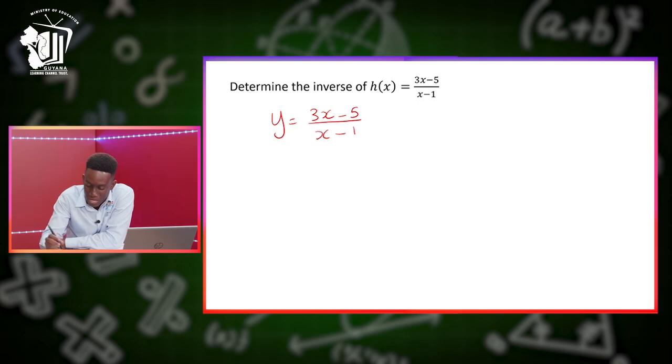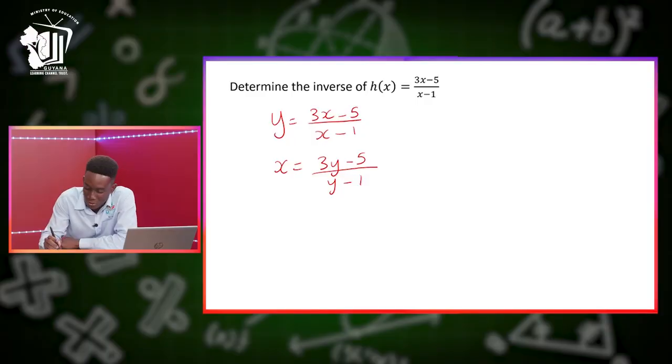So wherever we have y, we'll put x. This will be x is equal to 3y minus 5, all divided by y minus 1. So wherever you have x, you put y. We had two x's, so we'll have to replace both of those x's with y.